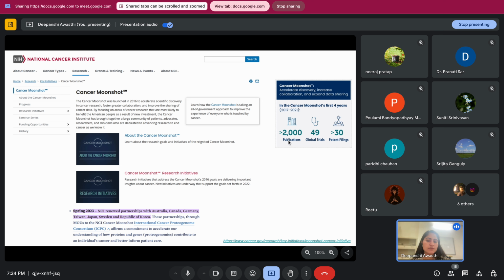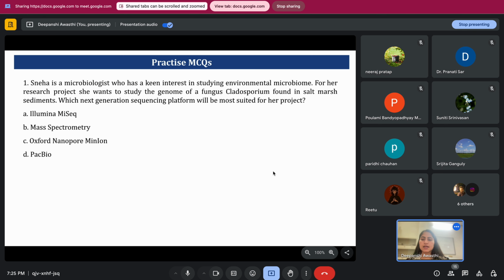So till now they have done more than 2000 publications, more than 49 clinical trials have been performed, more than 30 patents are filed. So such programs are very much needed so that better healthcare could be established. So this is in terms of cancer. Similarly, for other diseases also, these kind of collaborations would be helpful. So these are some of the advancements, and now I will be talking about a few MCQs.